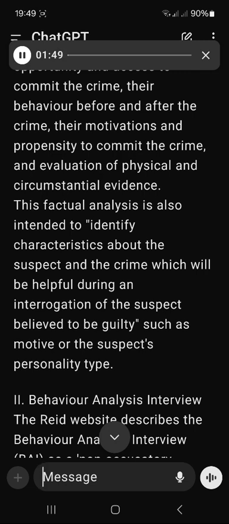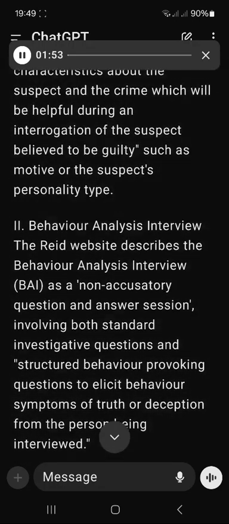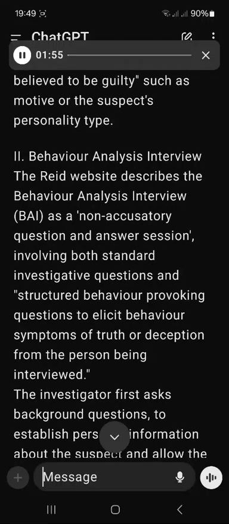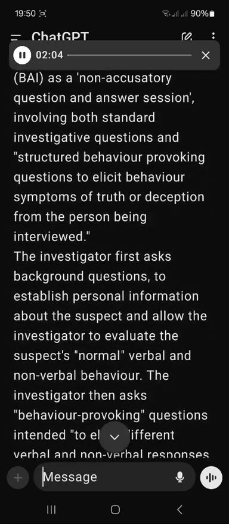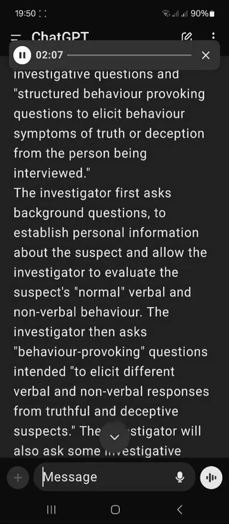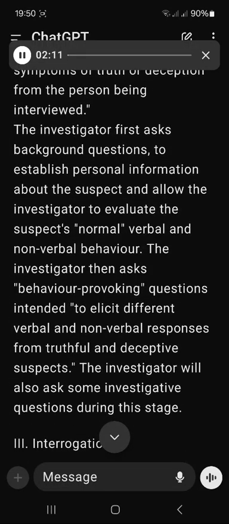2. Behavior analysis interview. The Reid website describes the behavior analysis interview, BAI, as a non-accusatory question and answer session involving both standard investigative questions and structured behavior-provoking questions to elicit behavior symptoms of truth or deception from the person being interviewed. The investigator first asks background questions to establish personal information about the suspect and allow the investigator to evaluate the suspect's normal verbal and nonverbal behavior.